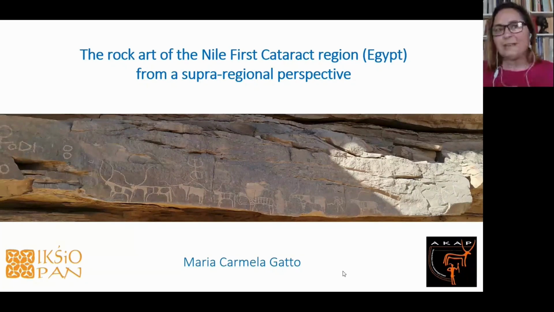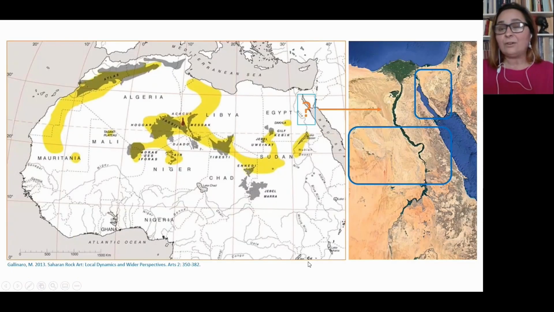So this is the last one, and I'm going to talk about the rock art of the Nile First Cataract region in Egypt in a supra-regional perspective. Rock art in northeastern Africa is quite common, particularly in Egypt. But as you can see from this map, mentioning the Saharan rock art and North African rock art, it is not well known outside of Egypt, so outside of Egyptology. It's still very much a work in process.